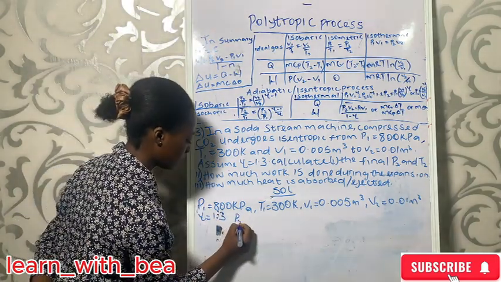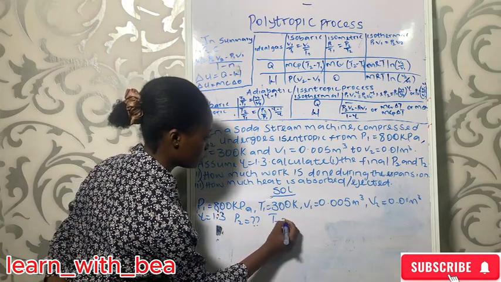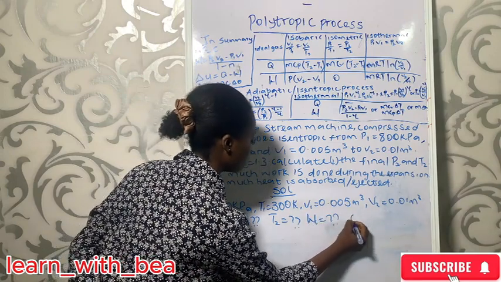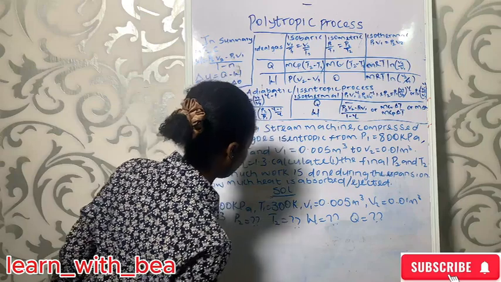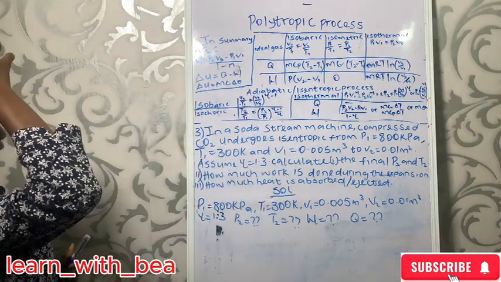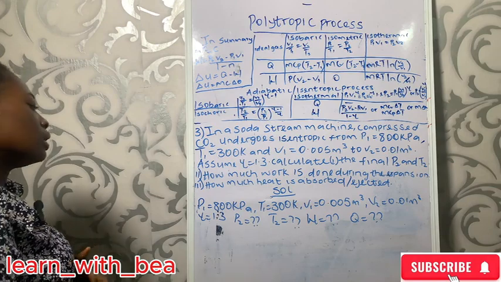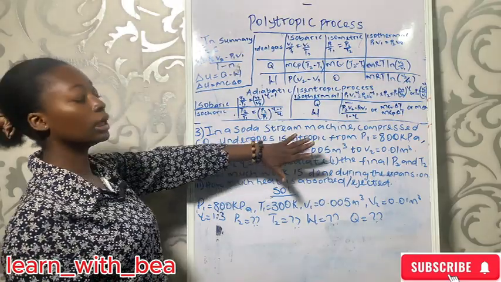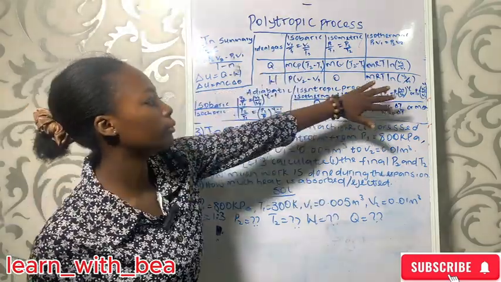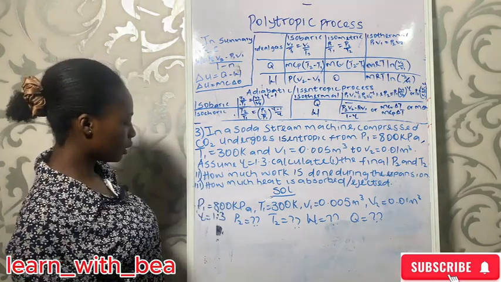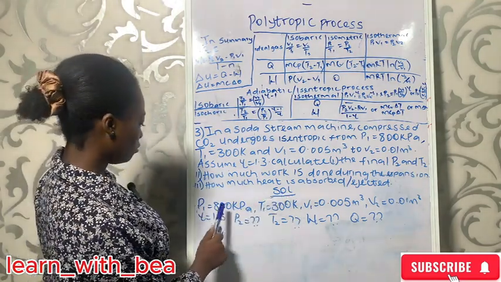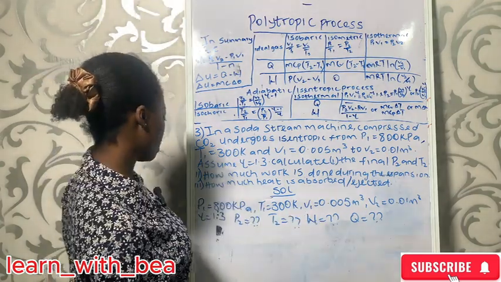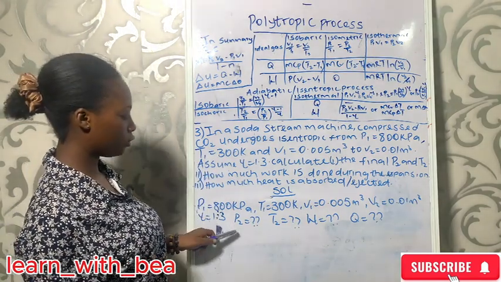Calculate P2, T2, how much work, that's W, and how much heat is absorbed. Okay, so since we've gotten our parameters, now let's check where we pick our formula from. Since they told us that it undergoes isentropic, then that means we are picking our formula from here. Now we're given one pressure, one temperature, two volumes, the ratio, and we have to look for P2 and T2.